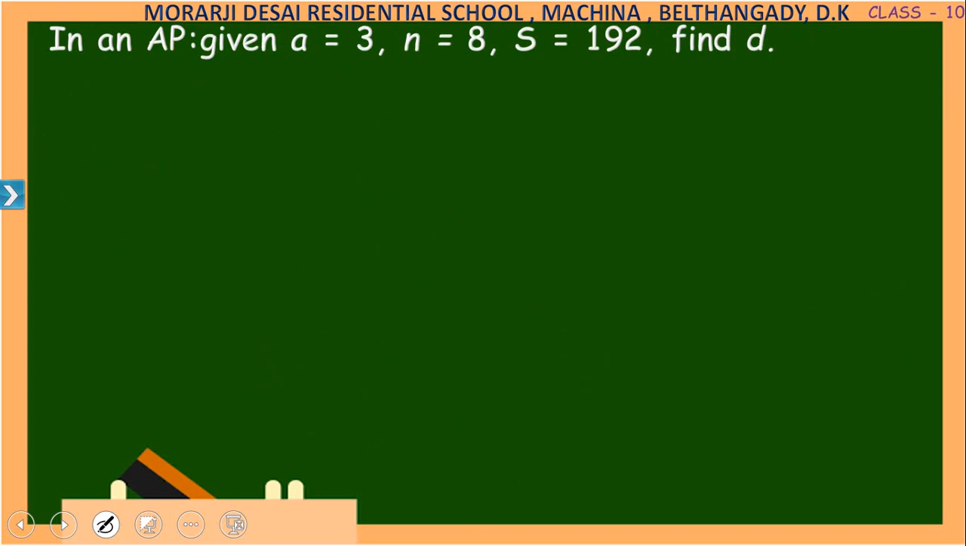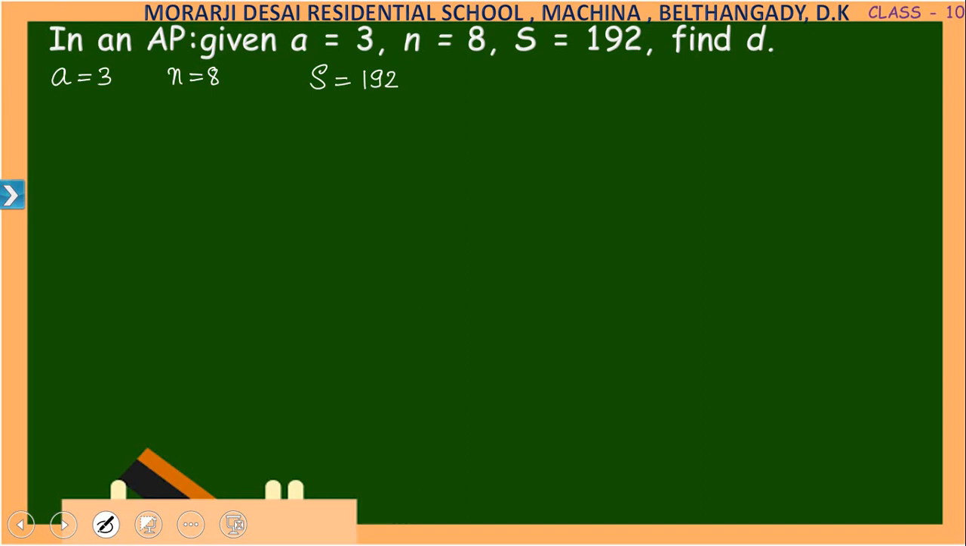Look at the next question. In an AP, given a is equal to 3, n is equal to 8 and s is equal to 192. Find D. A is given, a is equal to 3, n is equal to 8 and sum is equal to 192. Means sum of 8 terms. Here number of terms is 8. Sum of 8 terms is equal to 192. We have n and a, so you can find D.